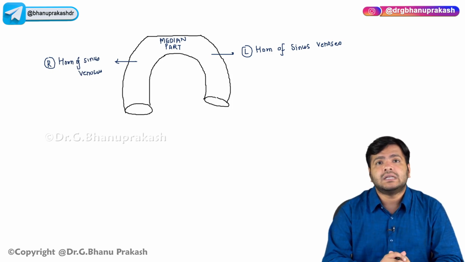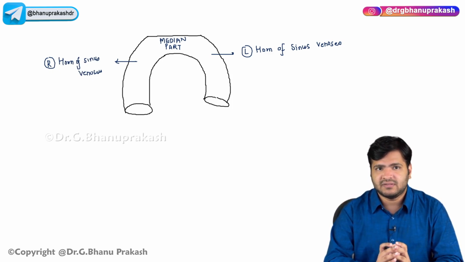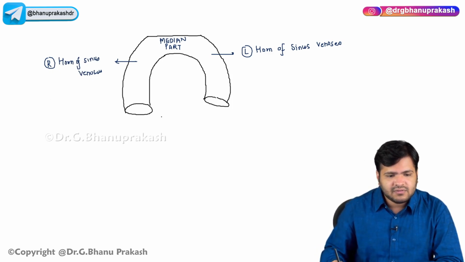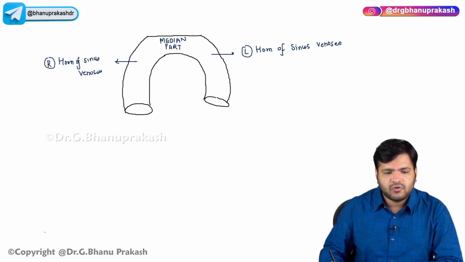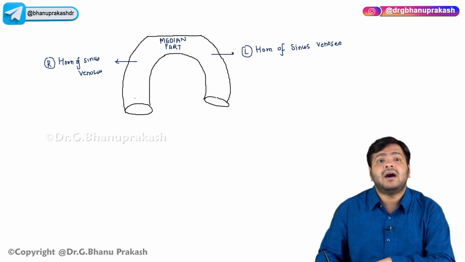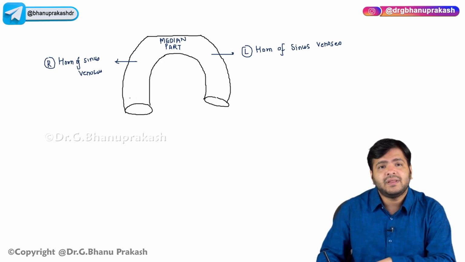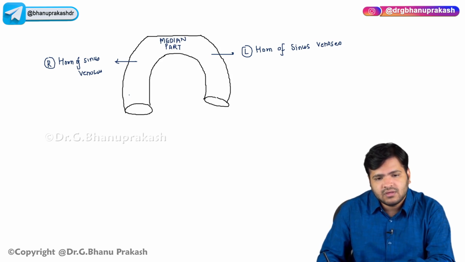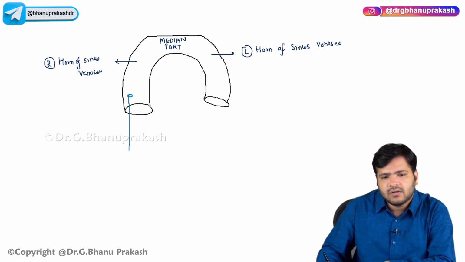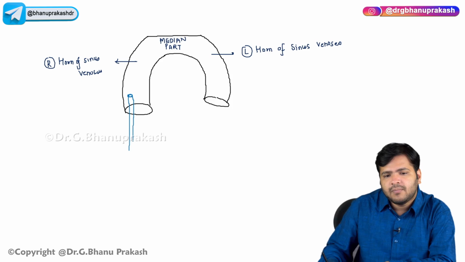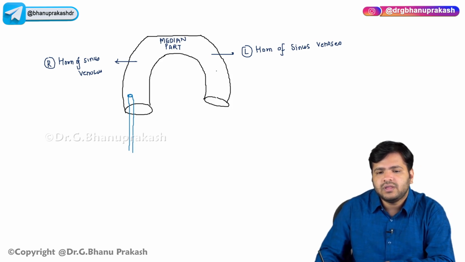Now, the developing heart will receive the blood from three sources. The very first source that you have to remember over here are the umbilical veins. These umbilical veins will drain into the horns of the sinus venosus. So let us just try to draw these veins over here. Let us suppose this is the right umbilical vein, and over here we will have the left umbilical vein.